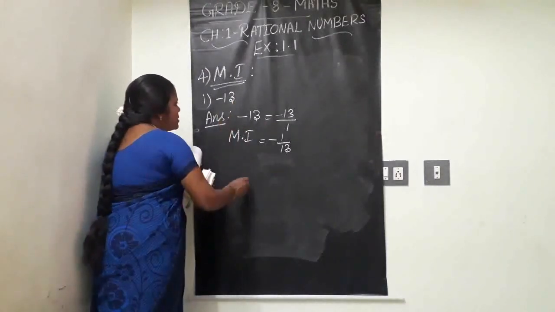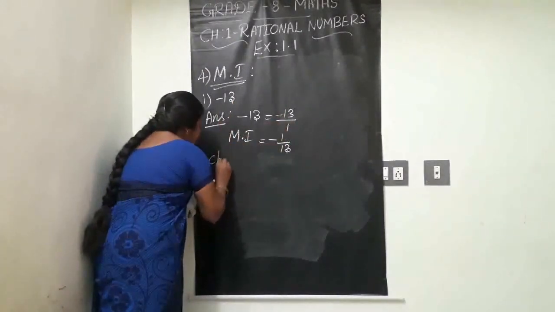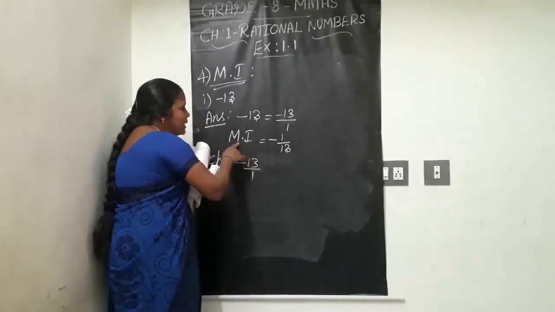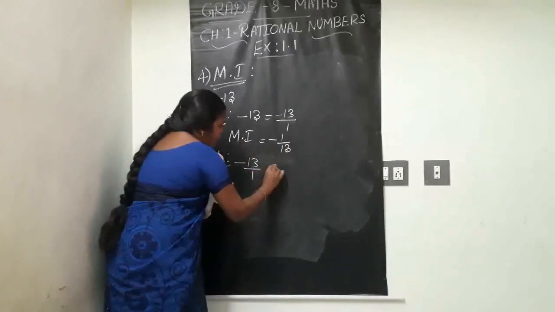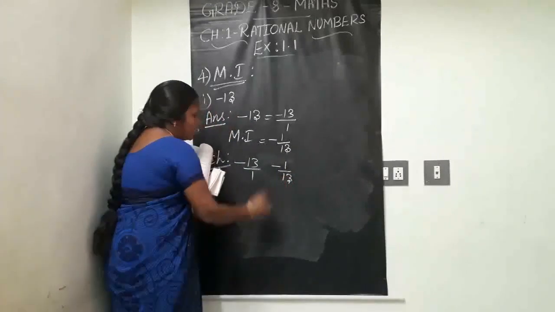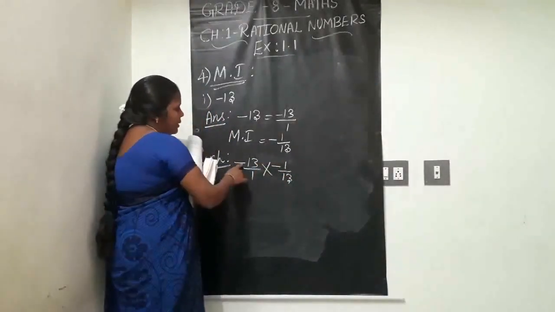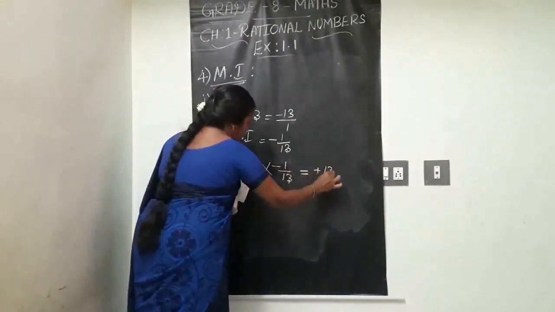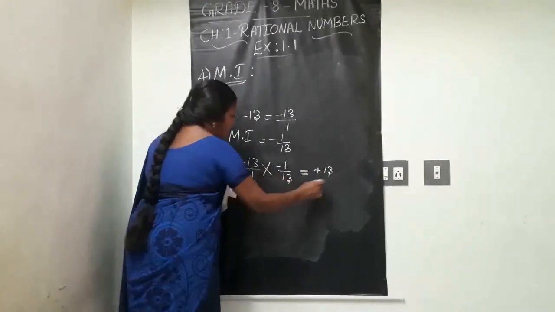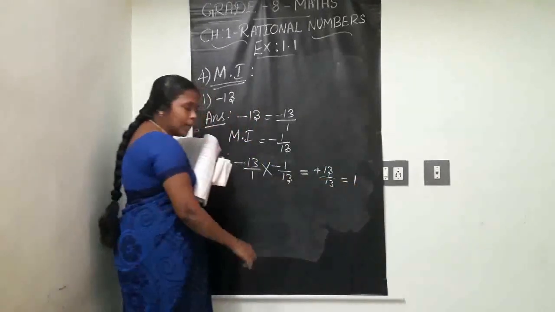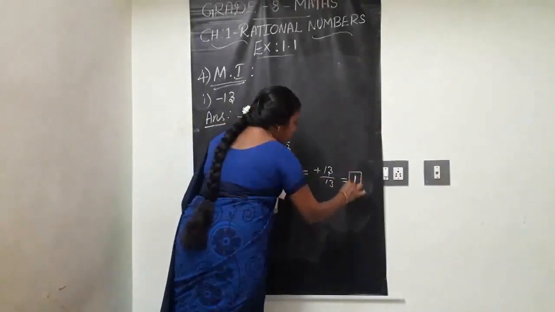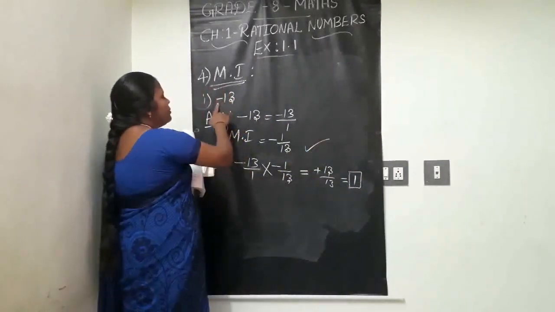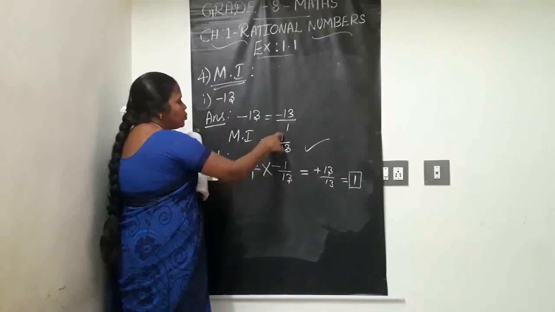What is the question? Minus 13. Rational form is minus 13 by 1. What is the multiplicative inverse? Minus 1 by 13. Now multiply both. Minus into minus is plus. 13 ones are 13. Like that, the downside also, 1 thirteens are 13. We get the answer 1 only. We got the product as 1. That means our sum is correct. So the multiplicative inverse of minus 13 is minus 1 by 13.